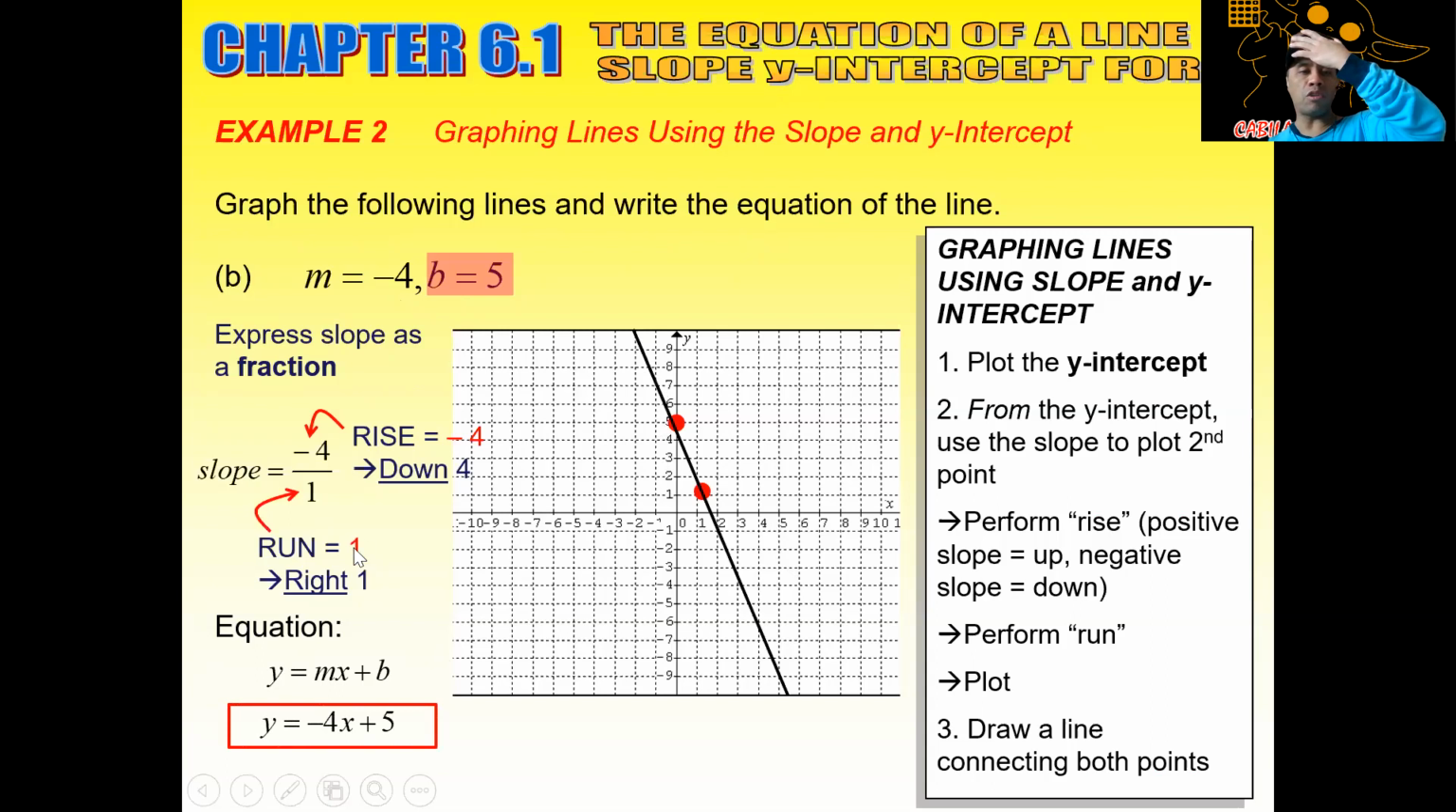When you get a whole number, there's always going to be an invisible 1 underneath it. Again, when you're plotting points using the slope, you must do that step there because you do need a rise and a run to plot a second point.